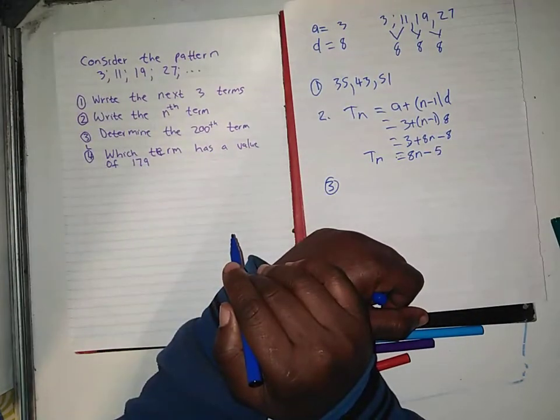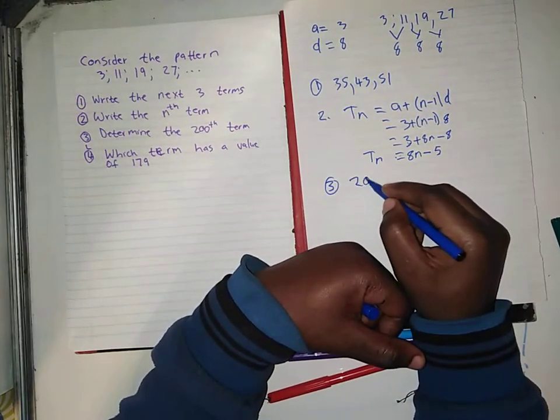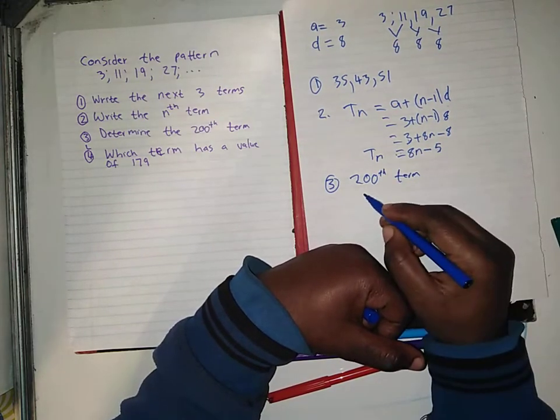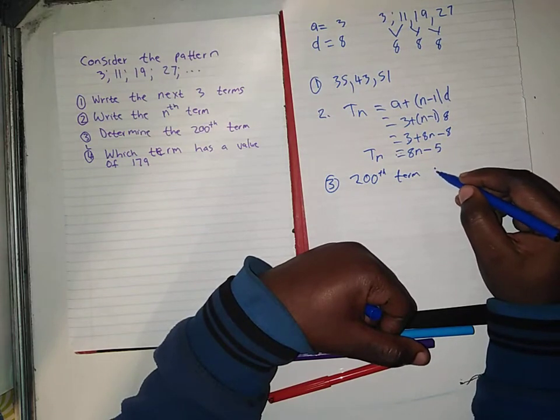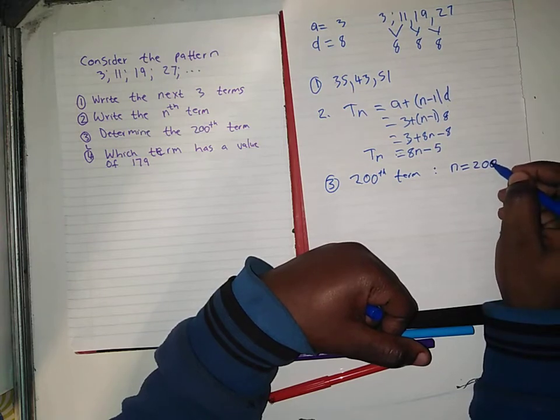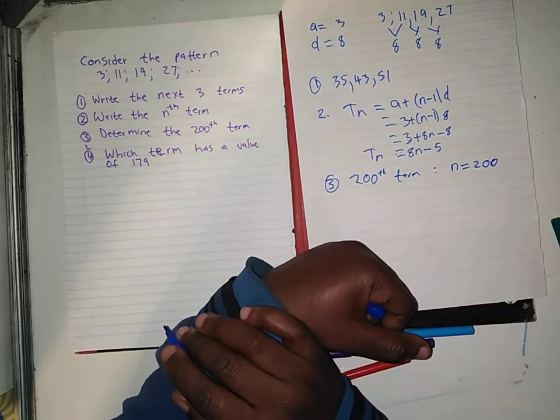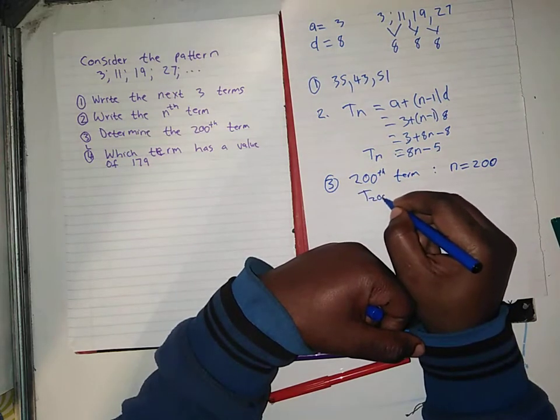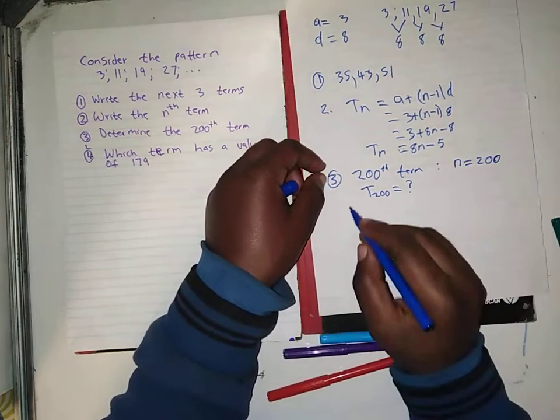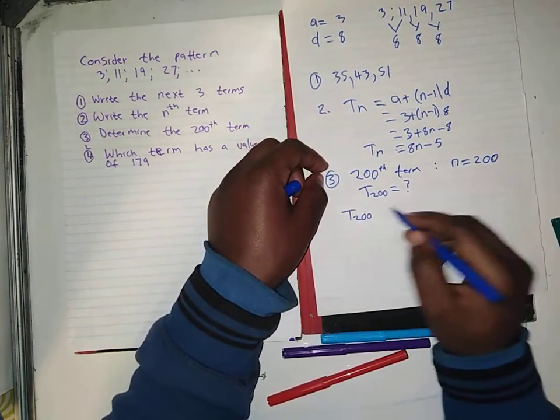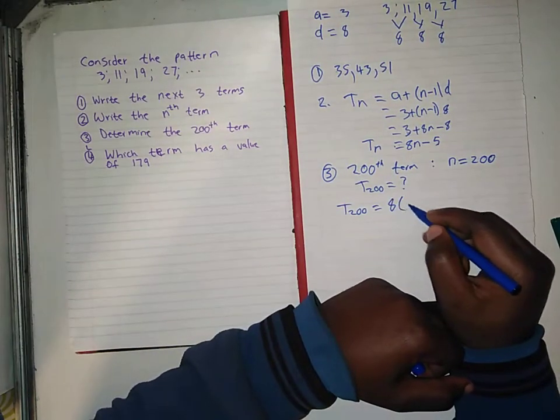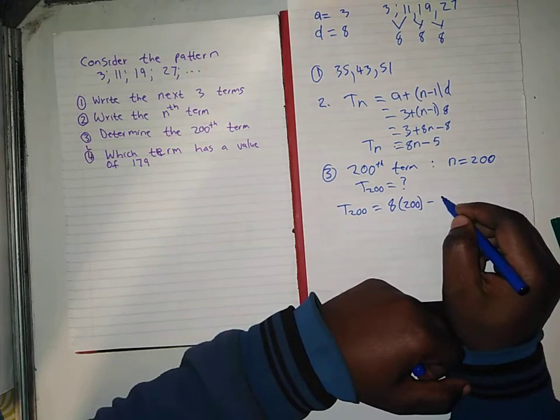And then number 3: determine the 200th term. Oh, okay. So they say 200th term. What does this mean? That means that our n is equal to 200, and then we must find the Tn that associates with this. We need to find T200. So T200 is equal to unknown. How do we find T200? We've already got the equation, so it's going to be 8 times 200 minus 5.